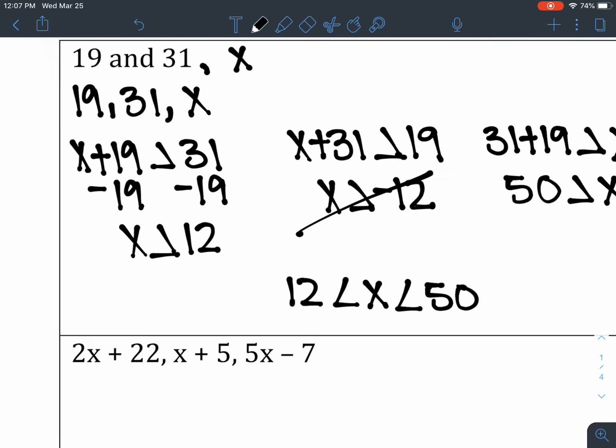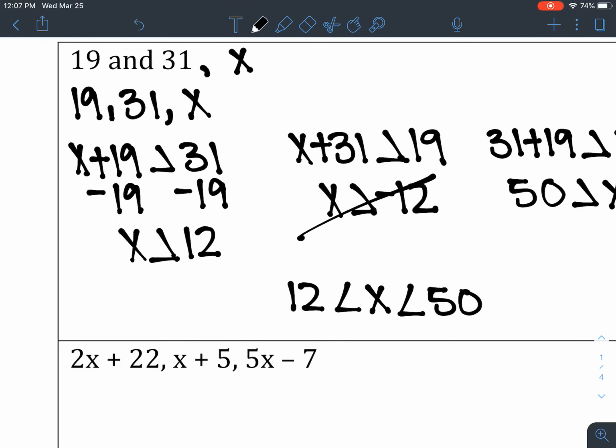Now let's just see how that would work. Let's say I pick a number. Let's say 40, is in between 12 and 50.